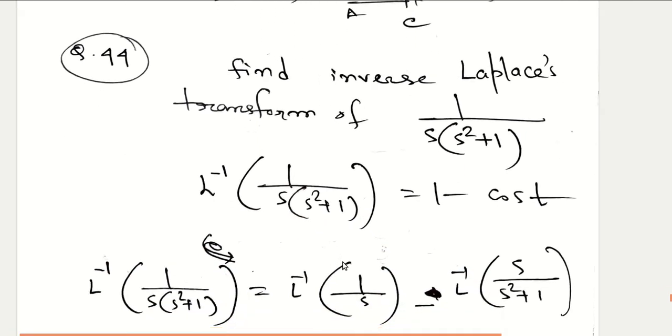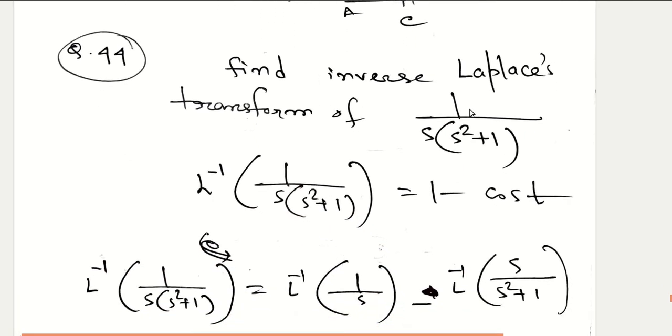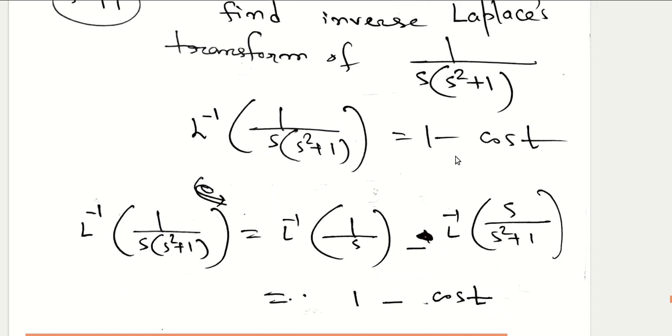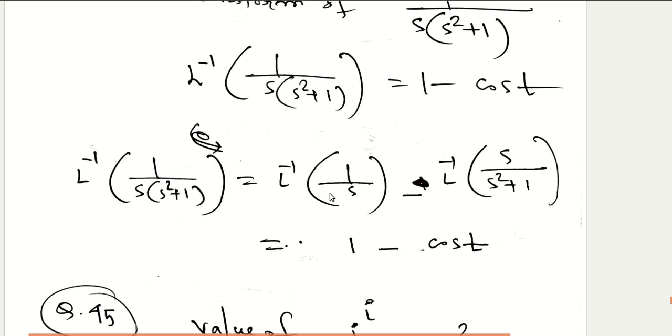Now in the next question you need to find the inverse Laplace transform of the function 1 by s into s square plus 1, and the answer will be 1 minus cos t, because you can write this function 1 by s into s square plus 1 as 1 by s minus s by s square plus 1. So the inverse Laplace transform of 1 by s is 1, and the inverse Laplace transform of s by s square plus 1 will be equal to cos t.